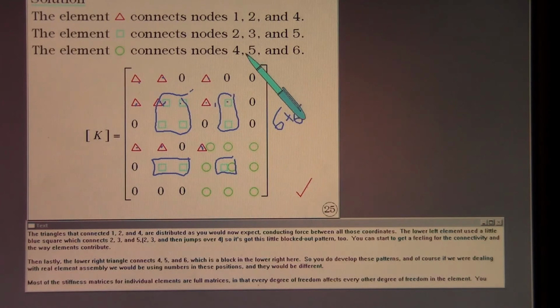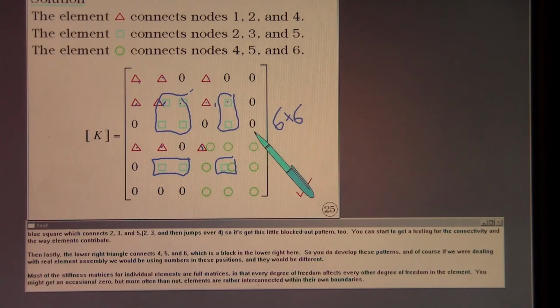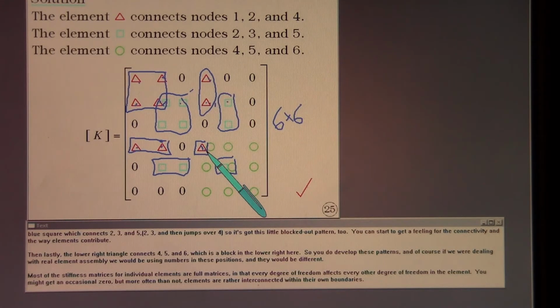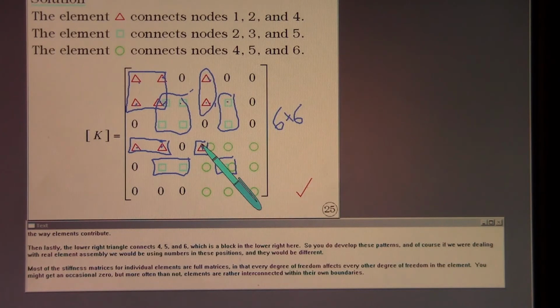Then lastly, the lower right triangle connects 4, 5, and 6, which is a block in the lower right here. So you do develop these patterns, and of course if we were dealing with real element assembly, we would be using numbers in these positions, and they would be different. Most of the stiffness matrices for individual elements are full matrices, in that every degree of freedom affects every other degree of freedom in the element. You might get an occasional 0, but more often than not, elements are rather interconnected within their own boundaries.